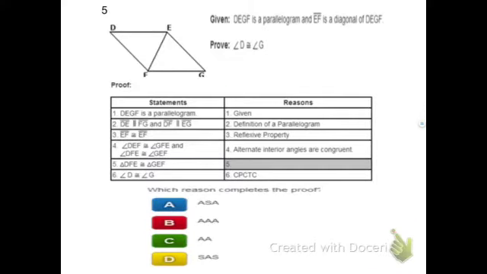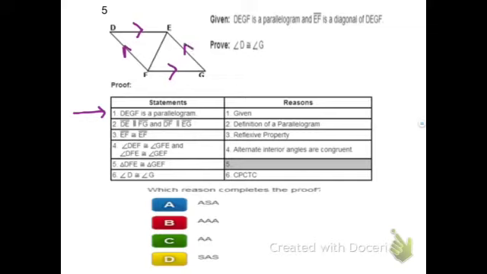Number 5, given that DEGF is a parallelogram and EF is the diagonal of DEGF, prove angle D is congruent to angle G. What they want us to do is which reason completes the proof. So it's helpful if you mark what is already stated in the proof. I know that DEGF is a parallelogram. I know that DE is parallel to FG, so it may help if you put the arrows on there to indicate parallel. I know that DF is parallel to EG, so let's put arrows here. The arrows show they're parallel.